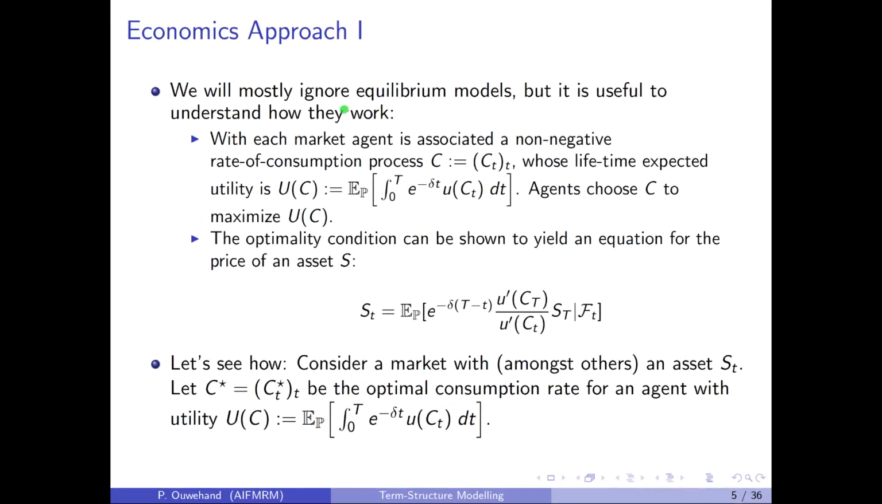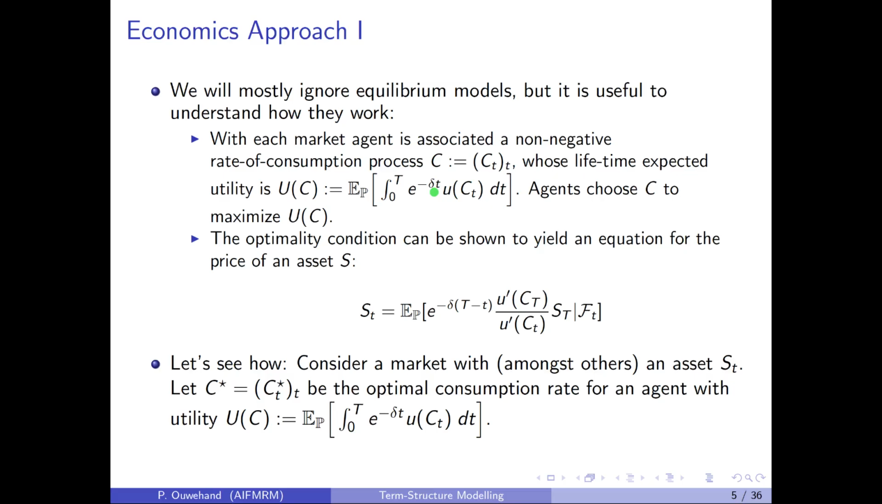Though we will mostly ignore equilibrium models, it may be useful to understand how they work. Basically, with each market agent is associated a non-negative rate of consumption process C, which may be stochastic, and whose lifetime expected utility is given by the following real-world expectation. Here the function U gives the utility of consumption, and delta is a discount rate, not necessarily equal to the riskless rate, which is influenced by how much an agent prefers consumption right now to consumption in the future.